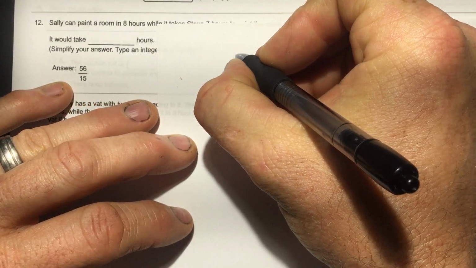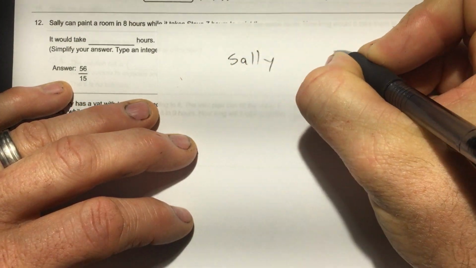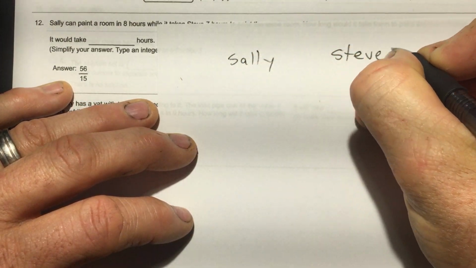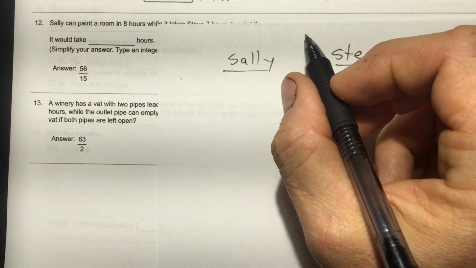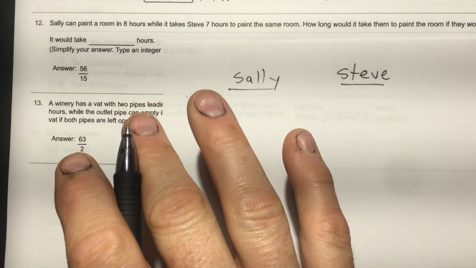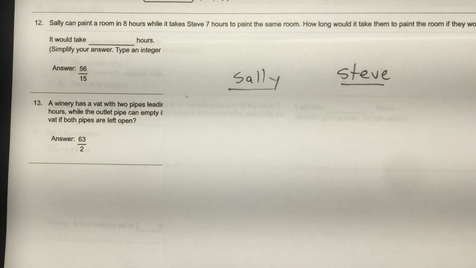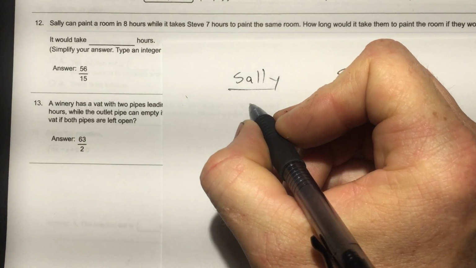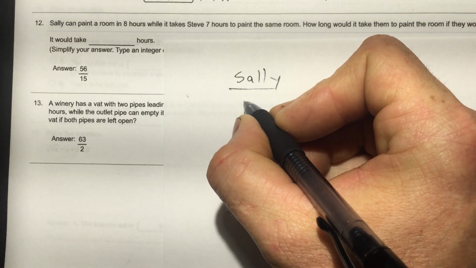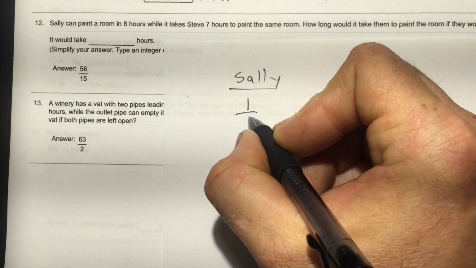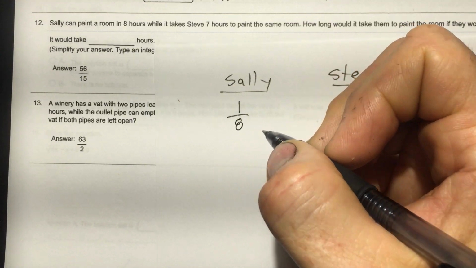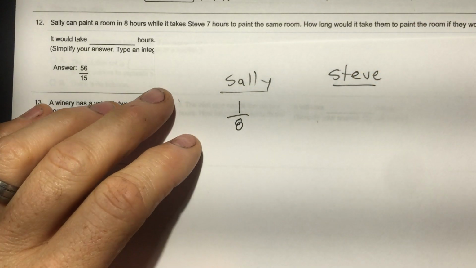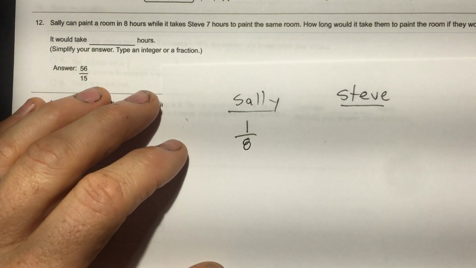Okay, well, let's look at it like this. We've got Sally, we've got Steve. Sally can paint the room in 8 hours. Okay, well, how much does she get done in 1 hour? We talked about this a few minutes ago. Well, she can get 1/8 done. So she can get 1/8 of the room done in however many hours.